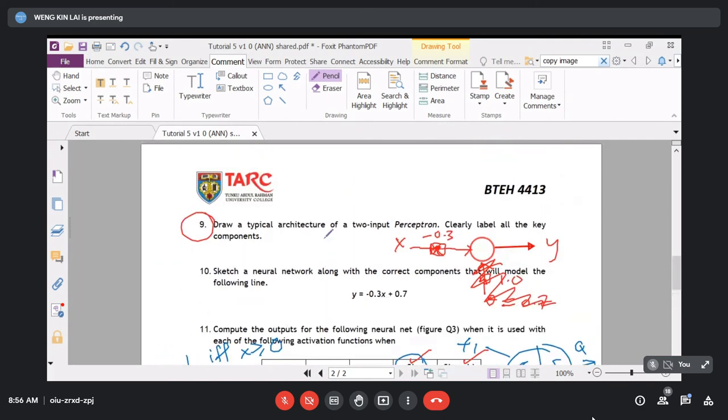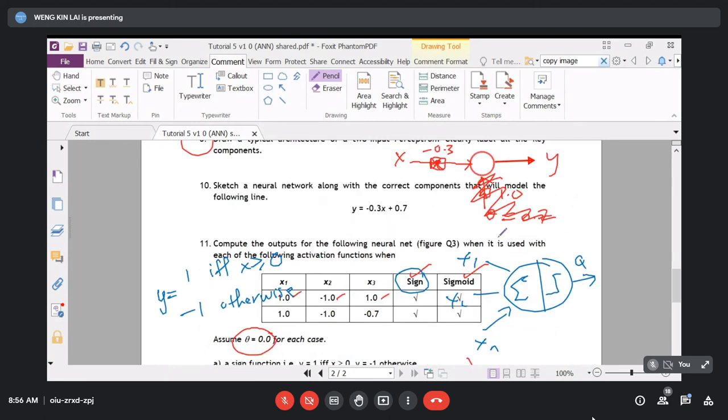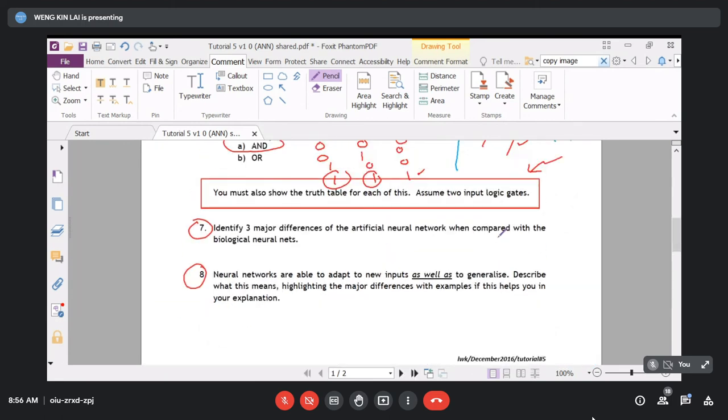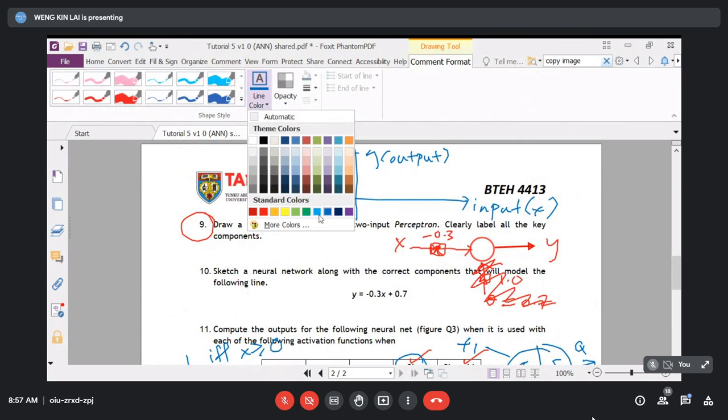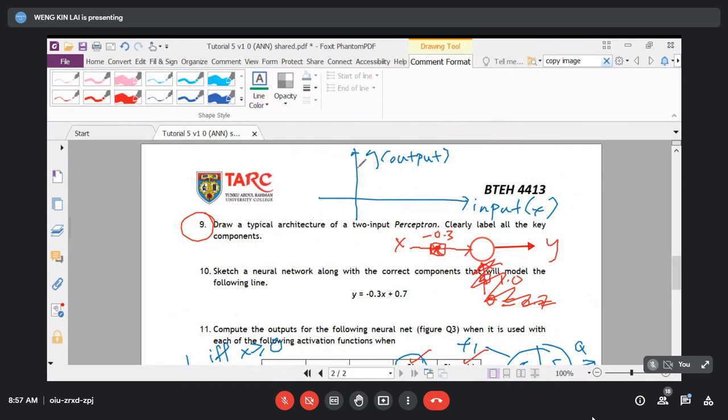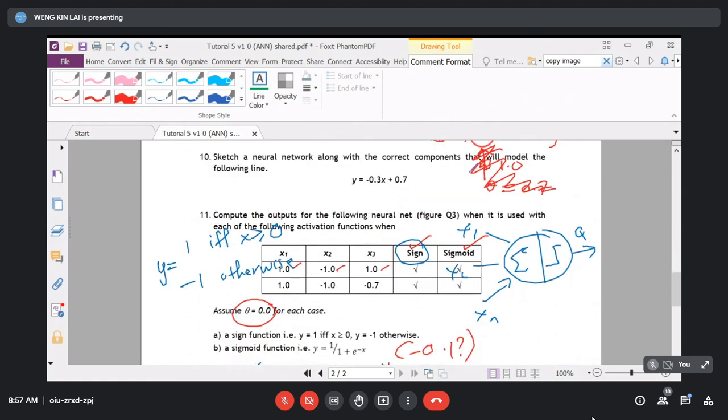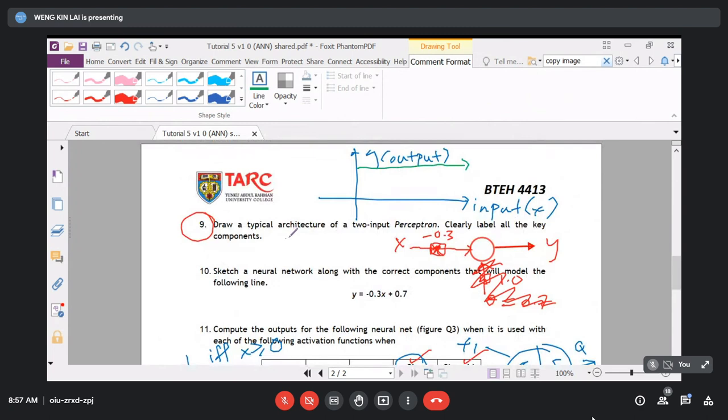So if I were to draw this here, if this is my line, I'll have something like this. This is my input, x, and this is my output, y. As long as x is more than or equal to 0, it is 1. So as you can see, everything is over here. Otherwise it is minus 1, so it'll be somewhere down here.